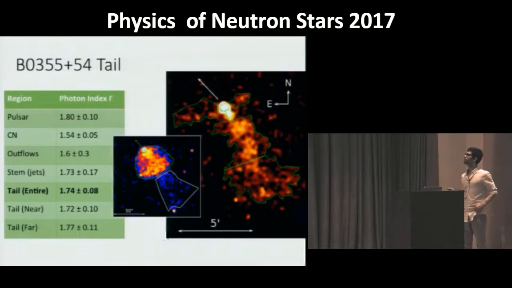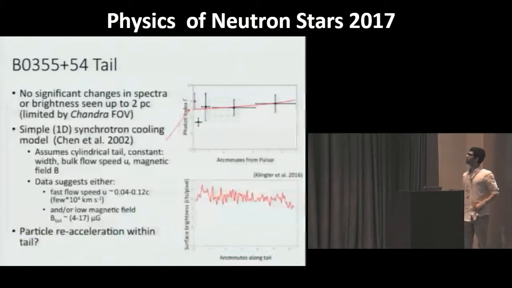Obtaining the spectra of the BO355 nebula, the compact nebula, is hard. Right as you cross over this brightness drop, the spectrum becomes about 1.7, and it stays that up to 2 parsecs down the tail. So that suggests that there's no significant cooling happening along the tail.